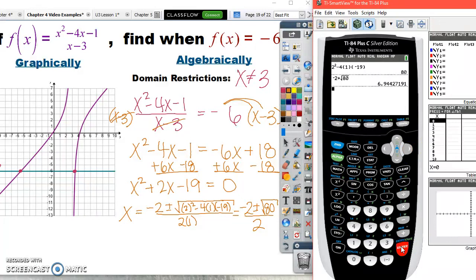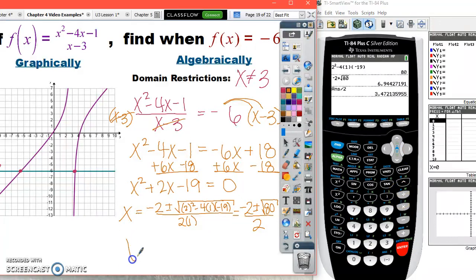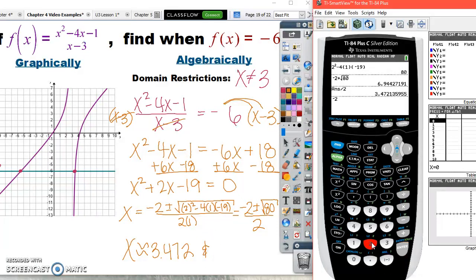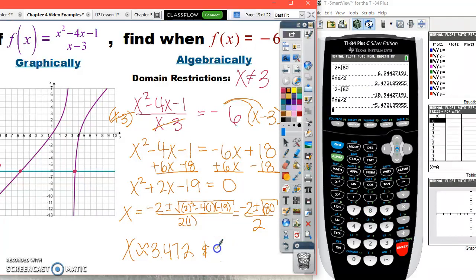I would hit enter before dividing by 2. And so my first answer, I get x to be approximately 3.472. My other answer, I need to take negative 2 minus the square root of 80. Again, I would hit enter, then divide by 2, and I get a negative 5.472.